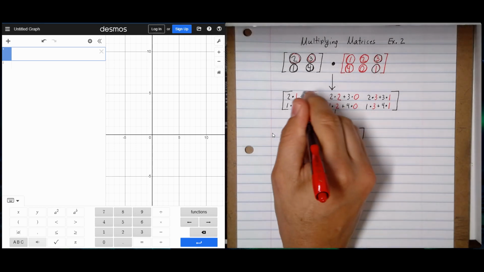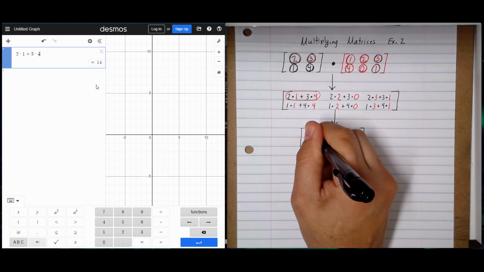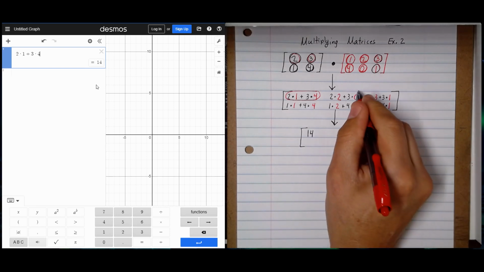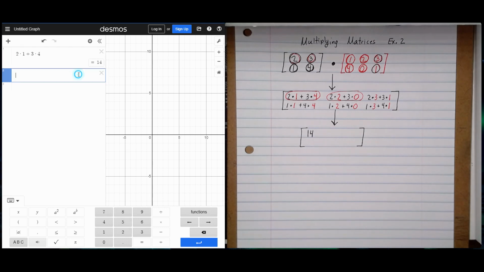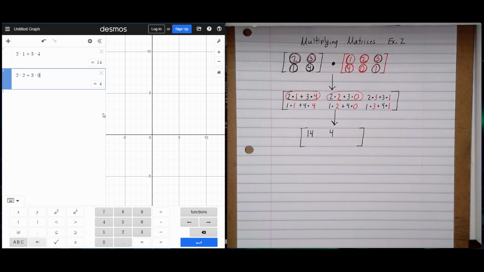So I'm going to just circle them as I do them. I'm going to start by doing 2 times 1 plus 3 times 4. So I'm going to come over here, 2 times 1 plus 3 times 4. And notice that gives me 14. So on the top left, on that first column, first row, I'm going to put my 14 in there. Then I'm going to do the next one. We have 2 times 2 plus 3 times 0. And notice that's going to give me 4. So I'm going to go ahead and write that value here in the middle, 4.